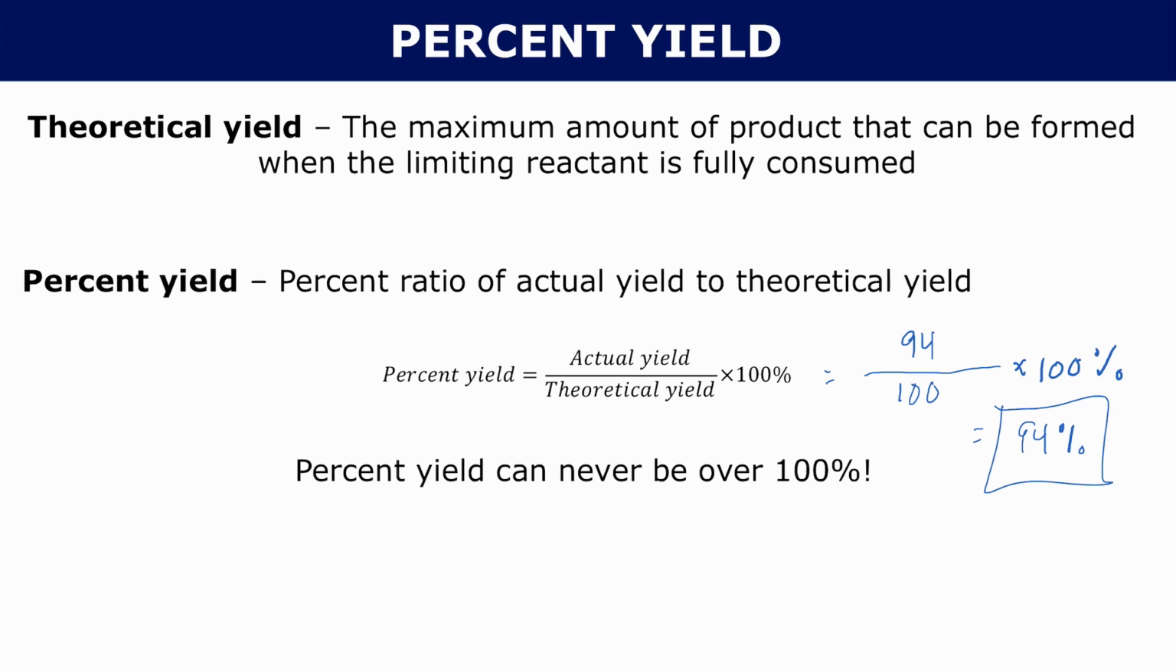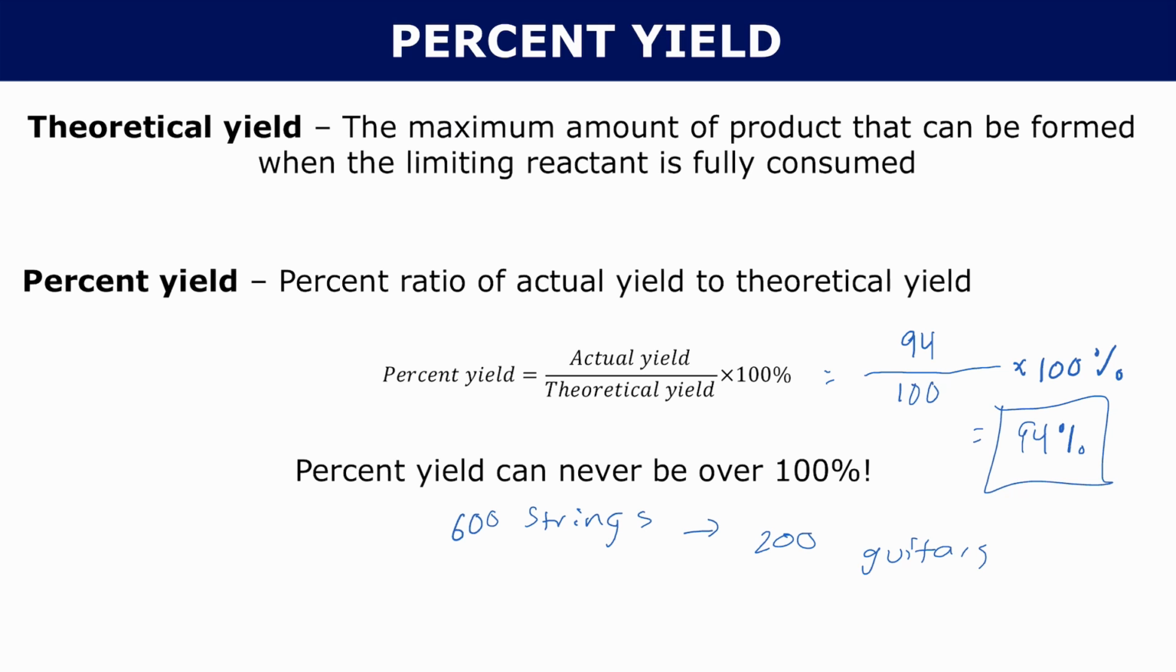So if I give you those 600 strings, and I ask you to make 200 guitars, that's impossible. So your percent yield can never be over 100%. From a lab perspective, you always want to maximize your percent yield. Even if you're not going to get 100%, get as close to it as you possibly can.